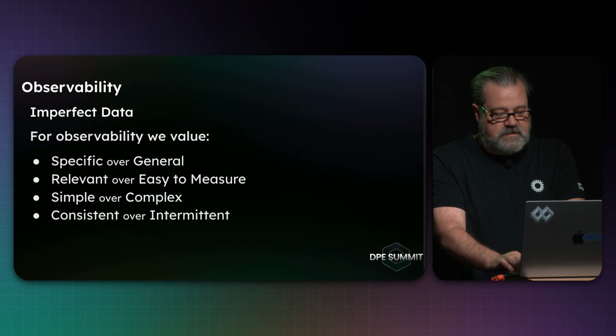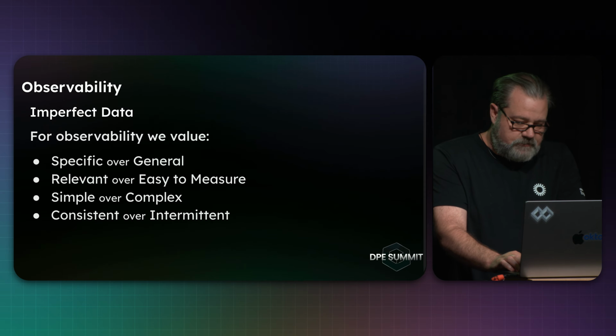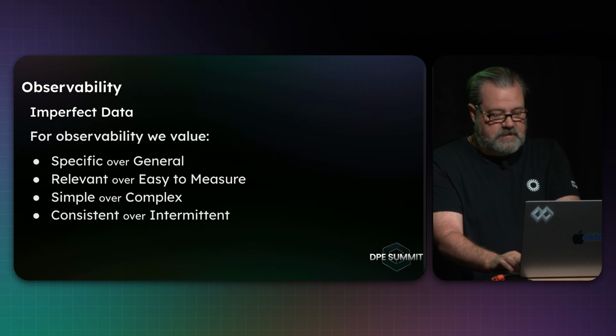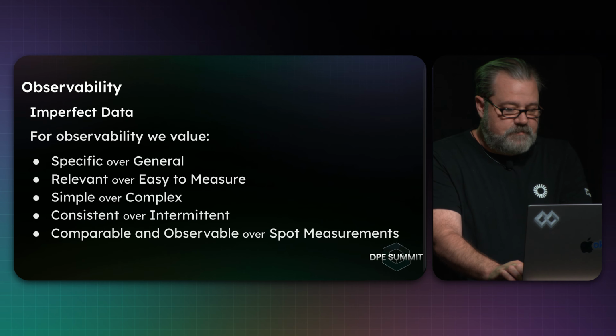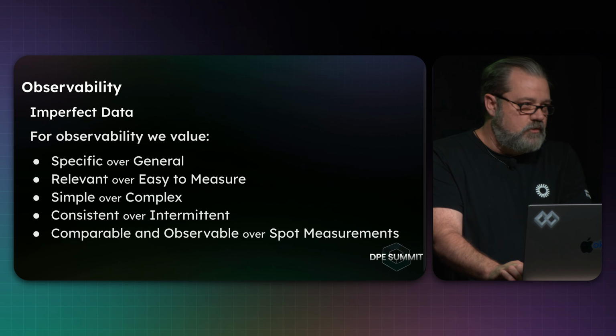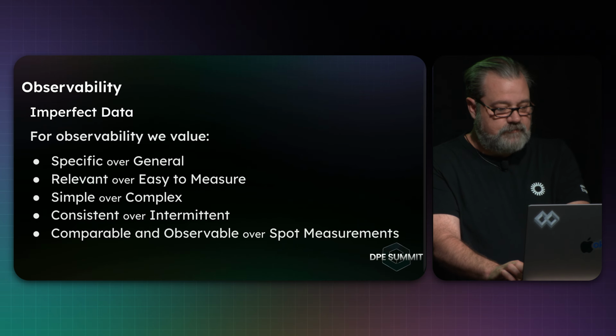Consistent over intermittent. If you ask a struggling developer to share their latest build time, it's better than nothing, but it's not as good as collecting all the build times on every build. And comparable over spot measurements. A good metric allows for comparison over time or between different groups, so you can do A/B testing. It's really important for testing your hypotheses to be able to compare two different groups.